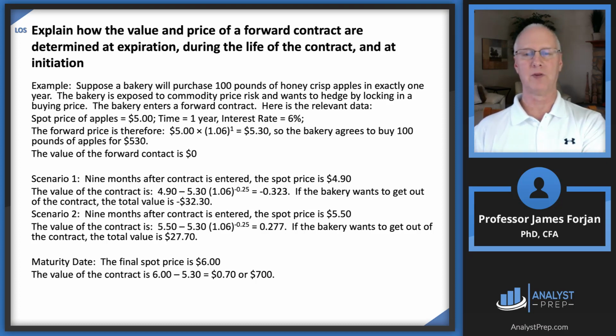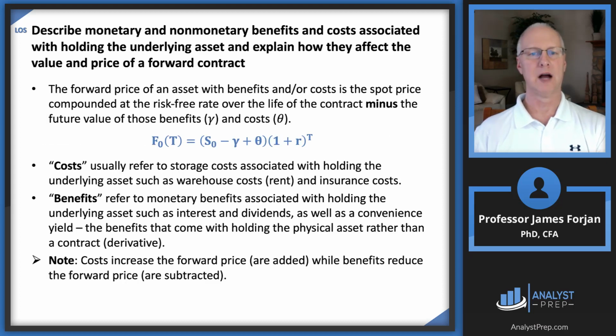Let's skip then to the maturity date of the contract. Suppose the final spot price is $6. Well, then the value of the contract at maturity is the 6 minus the 5.30, and that's a total of $70. So think about what's going on here. The LOS asks us to explain, and clearly, at least to me, clearly understanding the mathematics behind this and doing just some quick math and working through this problem in which we have the scenario under which prices go up and prices go down, I think this goes a long way in helping you be able to explain value and prices.